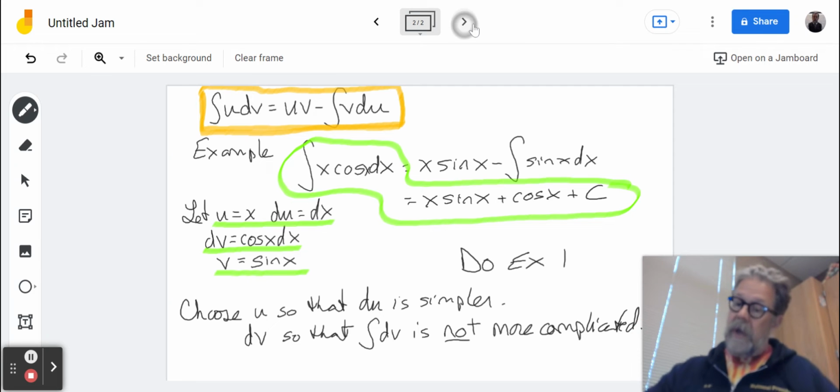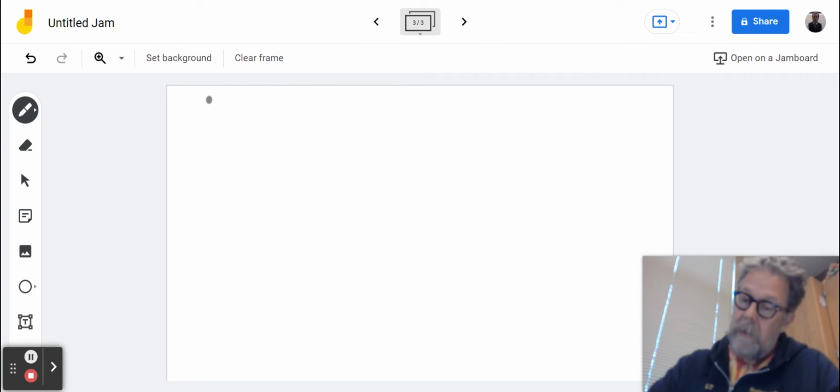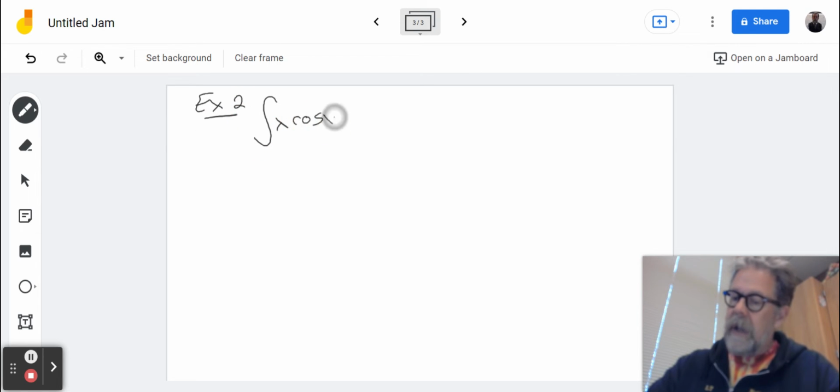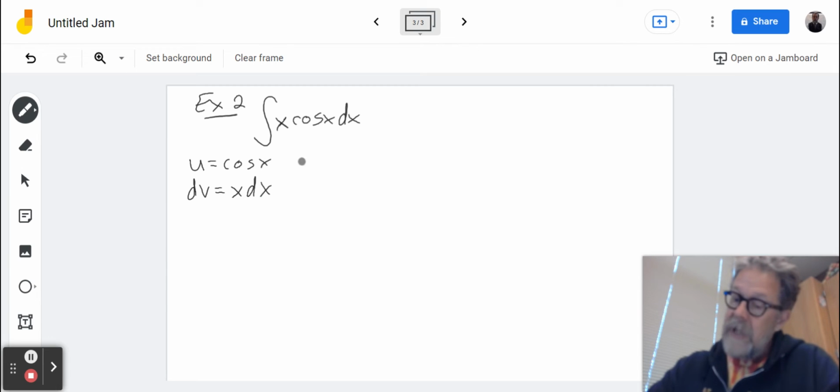So what I'd like to do is do the exact same problem. This is example 2. The integral of x cosine of x dx. And I am going to choose u as cosine of x, and I'm going to choose dv as x dx. So let's see what happens.